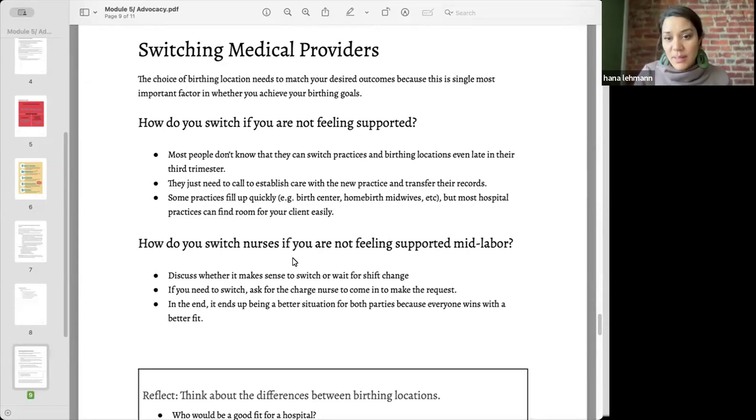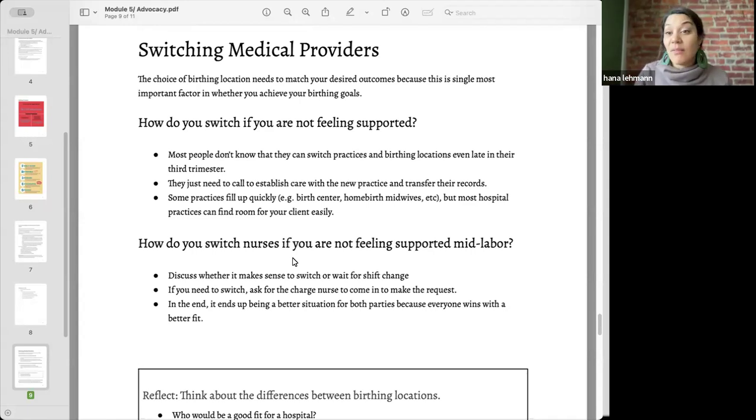How do you switch nurses if you're not feeling supported mid-labor? First of all, you want to discuss whether it makes sense to switch or just wait for a shift change. Maybe the shift change is happening in 3 hours and you're like, okay, I can deal with it until then, I would rather just not have this conversation. We can avoid it. It's totally fine. And then you're going to get a new nurse at the 7 p.m. shift change. Often it's at 7 a.m. and 7 p.m., those 12-hour shifts.